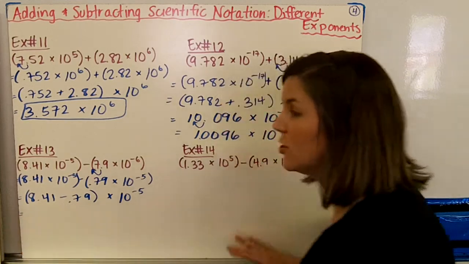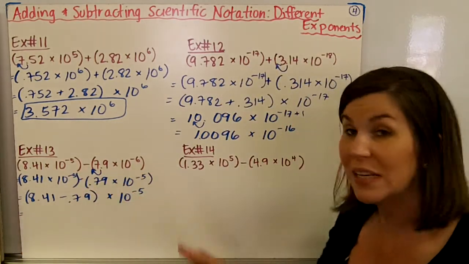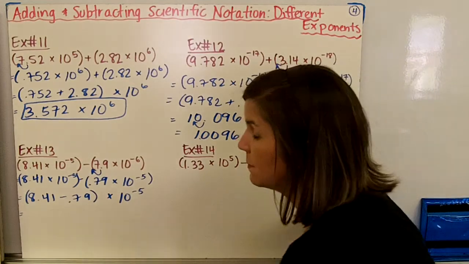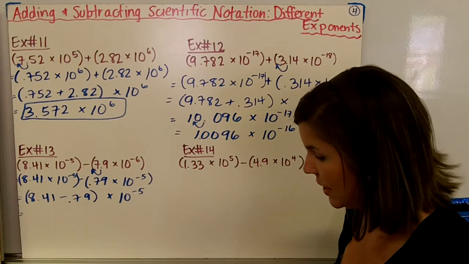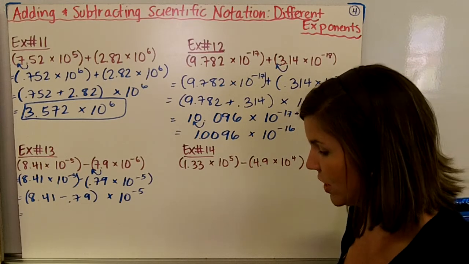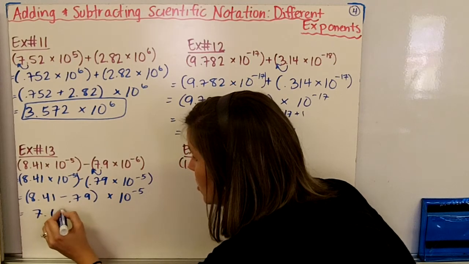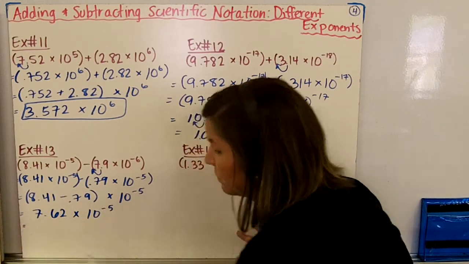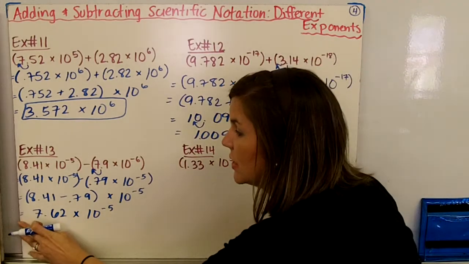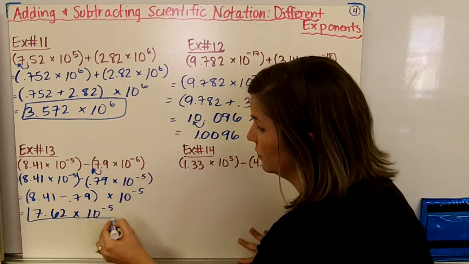Remember, we always change our exponents to be equal to the larger exponent, and negative 5 is bigger than negative 6. You can subtract 8.41 minus 0.79 on your calculator, and you should get 7.62 times 10 to the negative 5th power. This number is already in scientific notation because I have 1 digit in front of the decimal.